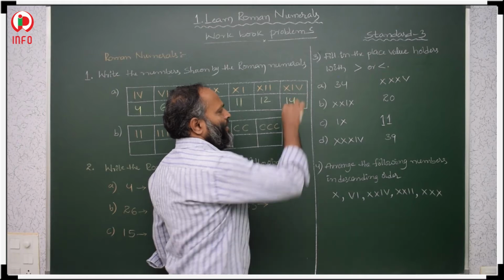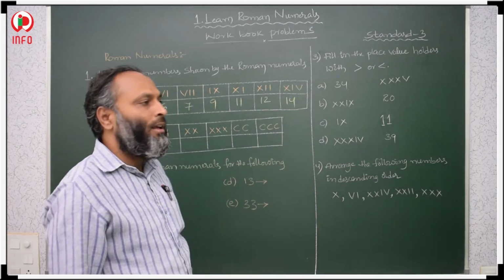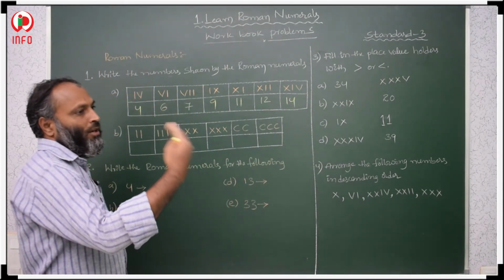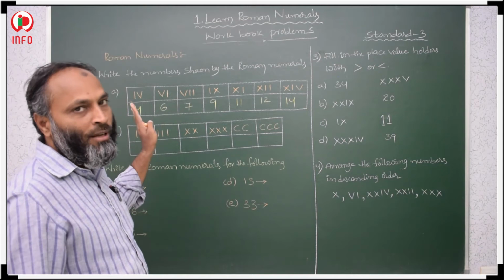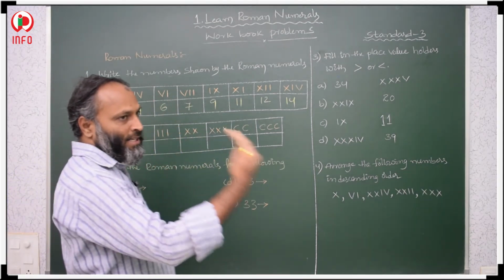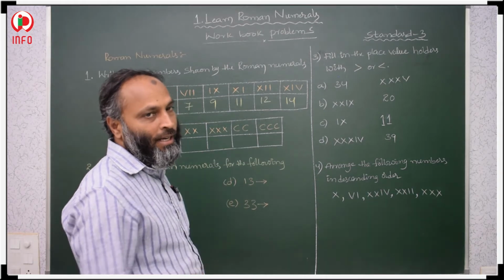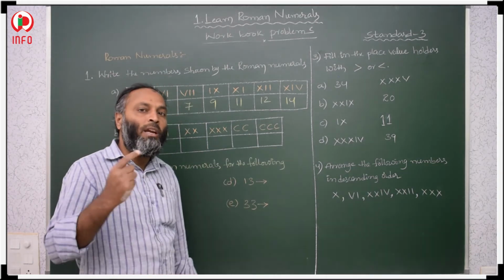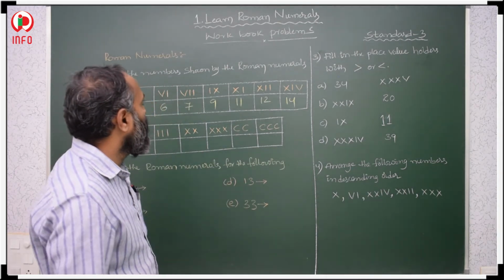This is the 14 representation. If the smaller Roman numeral is on the left side of a bigger Roman numeral, then subtract. If the smaller Roman numeral is on the right side of a bigger Roman numeral, then add it. These two rules we learned in our textbook.